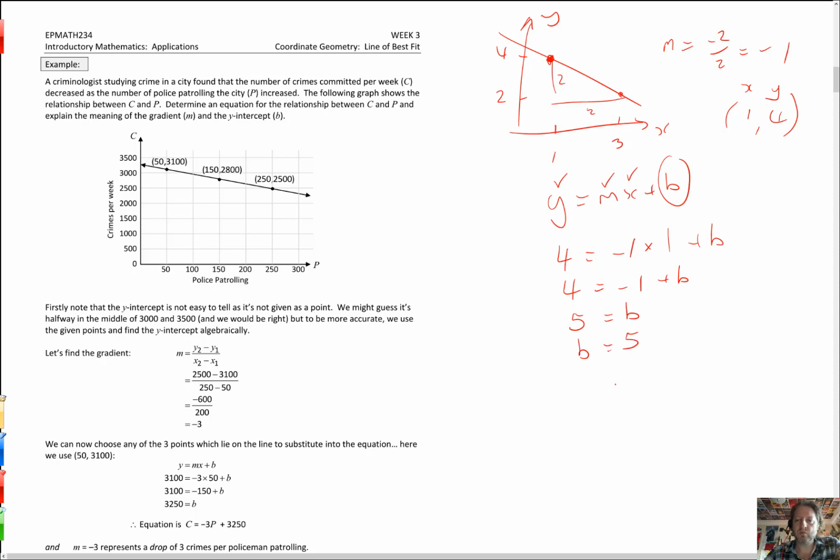Okay, so now that I know what m and b are, I can just write the equation of the line. y equals m, which is minus 1, times x, plus b of 5. Does it look like the b was going to be 5? Looks pretty good to me. Okay, we're no different. That was last week. Let's do it now with this week.